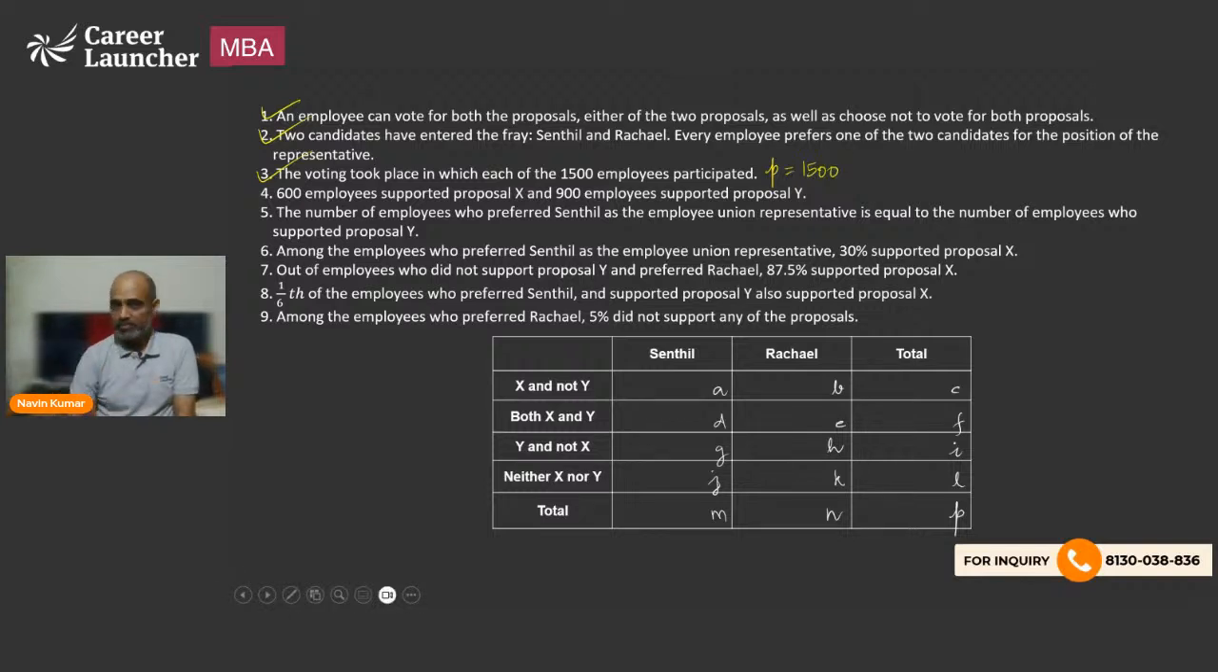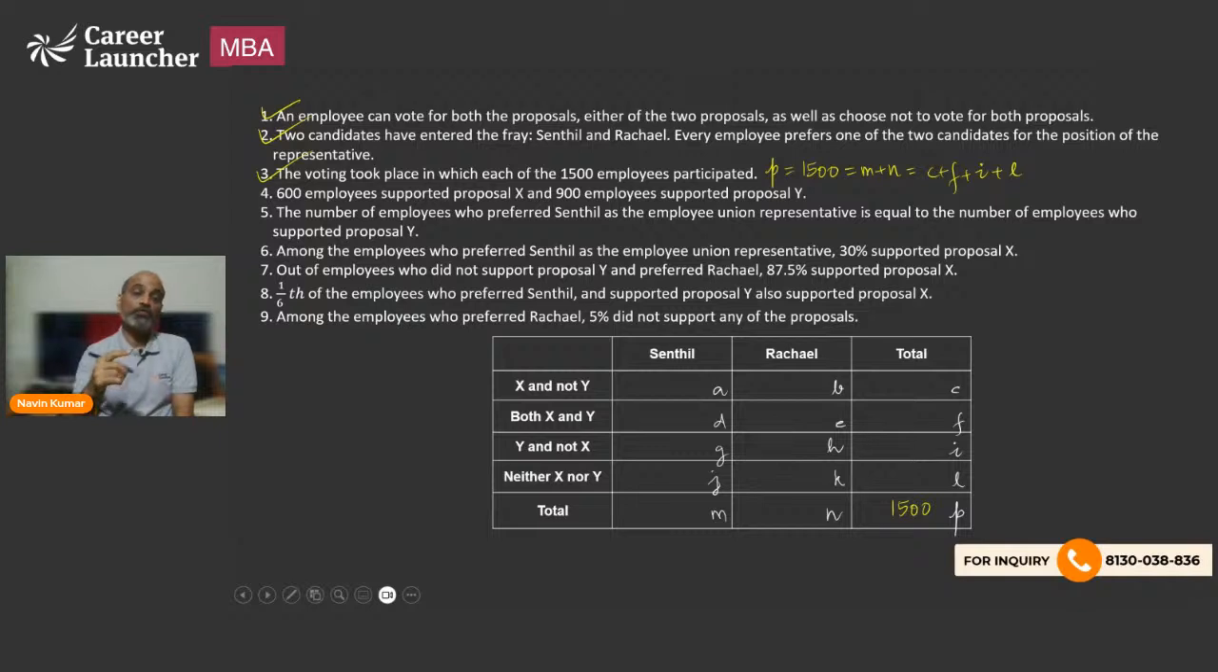वो वाला cell, because total number of employees who voted for Senthil and Rachel is going to be 1,500, and the total number of people who voted for the proposals, their sum is also going to be 1,500. So 1,500 वो बता रहा है. So M plus N is 1,500, and also C plus F plus I plus L. इनका sum भी 1,500. Okay, I'm not going to write down the equations and solve.